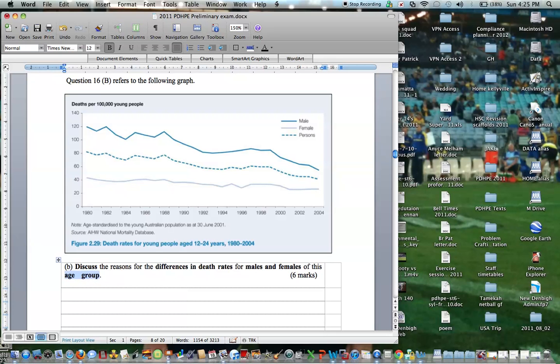Now, first thing, must discuss the reasons for differences in death rates. So death rates for young people, for males and females. So what's the difference for males and females in the age bracket of 12 to 24, which is what's shown here in this graph. So that's what the question's asking us to do.